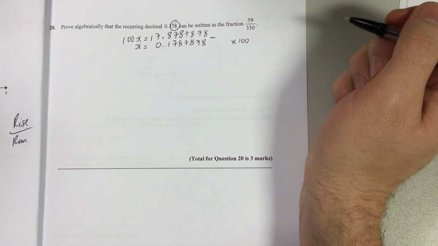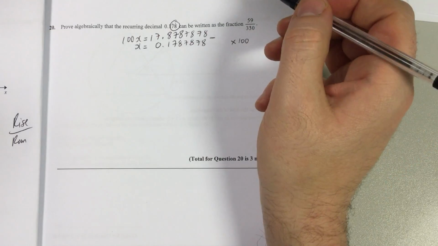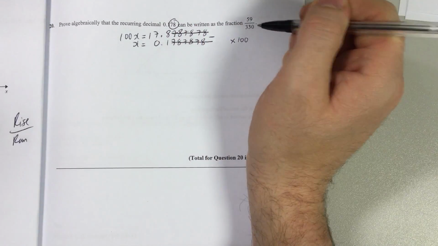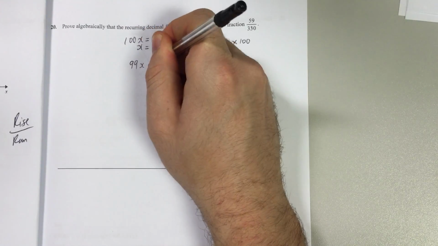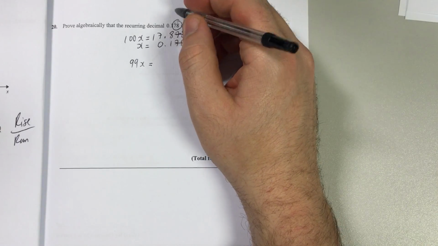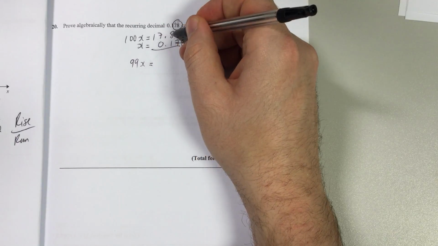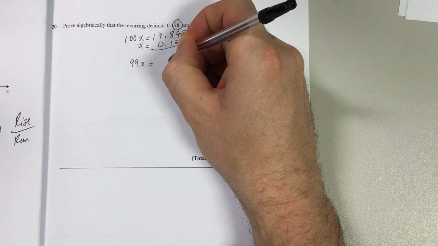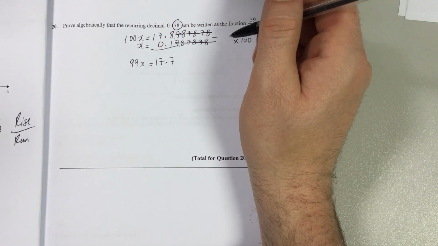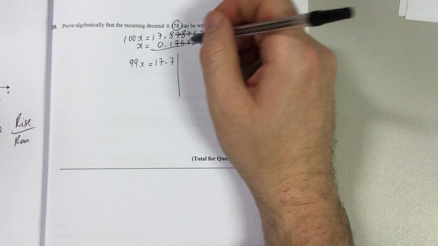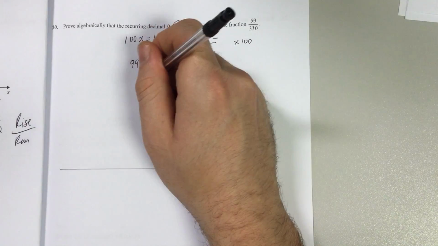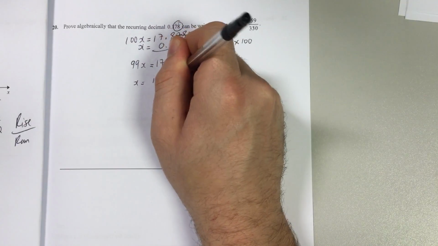So if I subtract them from each other now, all these lined up ones cancel out, and I'll get 99x equals 17.8 take away 0.1. So you can do that like a little calculation. So 8 take away 1 is 7, and then 17 is not going to be affected. Then going to try and form a fraction, so I'm going to divide by 99. So I get x equals 17.7 over 99.